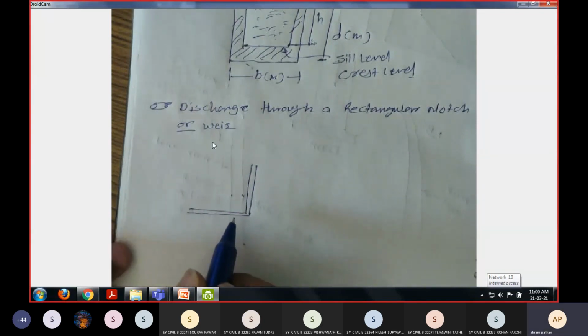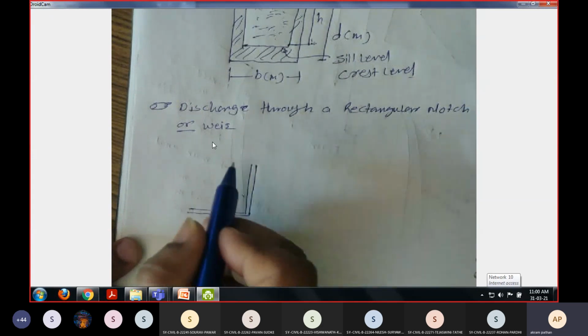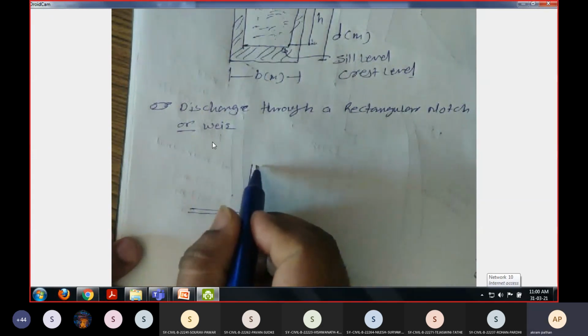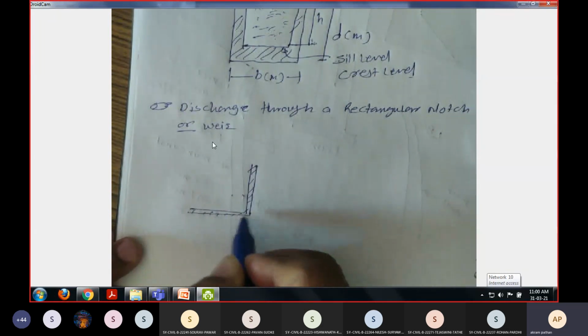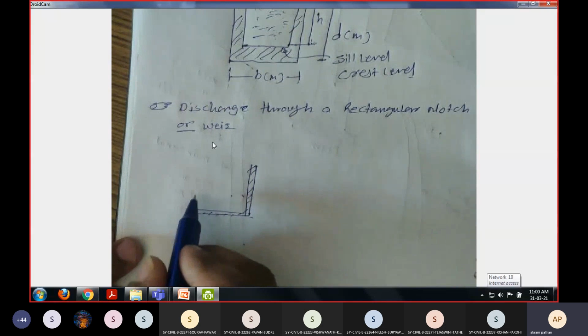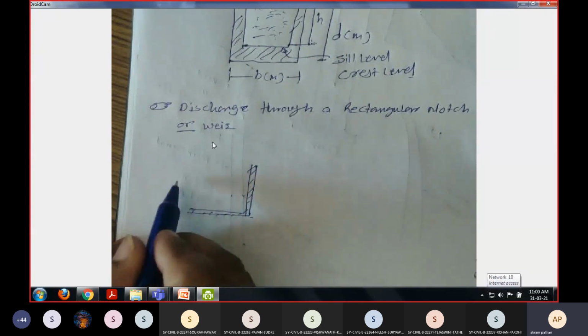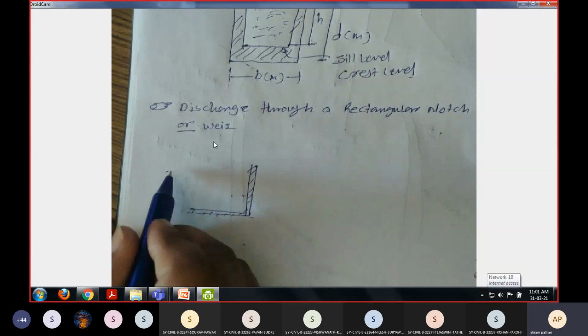So this is the rectangular notch, or weir. This is the crest level or sill level. For example, we have constructed such a notch or weir. Then the water is coming from this side, from the dam.